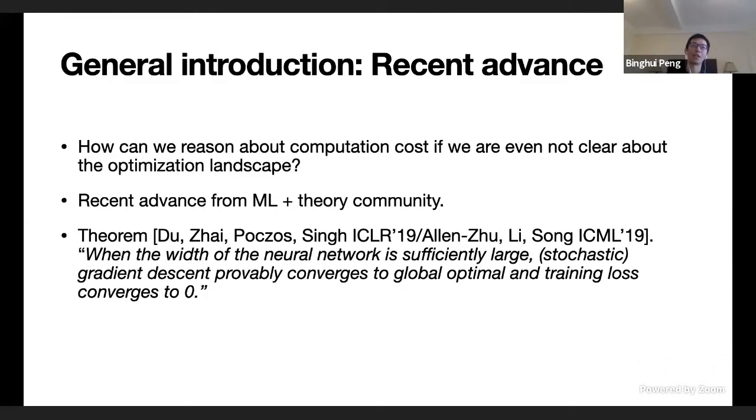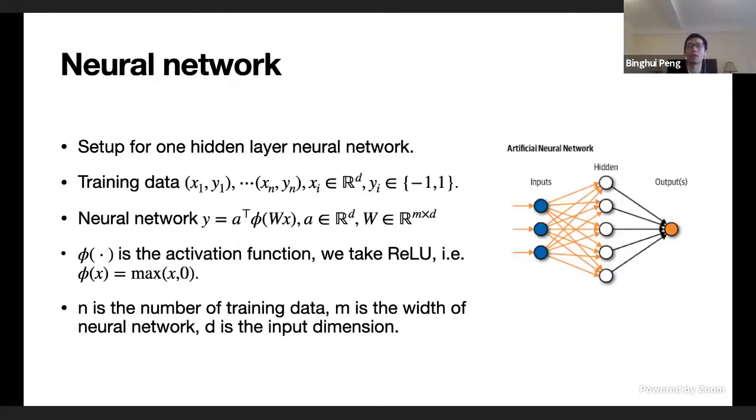and we use this recent advance from the ML and theory communities in just the last few years. What is the overparametrized framework about? It's work done by two separate groups of people. One is by Du, Lee, Li, Wang, and Zhai, and the other by Allen-Zhu, Li, and Song, both in 2019. The theorem roughly states as follows: when the width of the neural network is sufficiently large, then stochastic gradient descent and gradient descent can provably converge to the global optimum, and the training loss can converge to zero. Okay, we will study the problem under this framework.